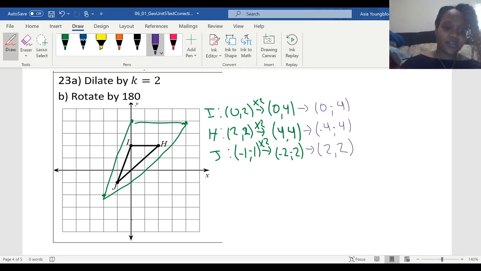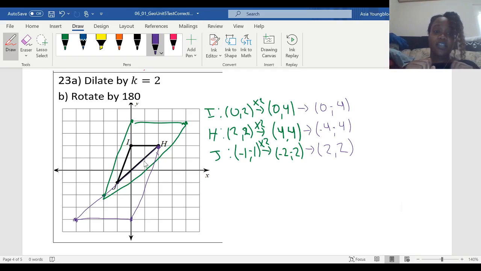So we have 0, -4, -4, -4, and 2, 2. Connecting our dots produces the same shape as the original, but the figure has been dilated, it's been enlarged, and it's been rotated. So that is the similarity transformation.